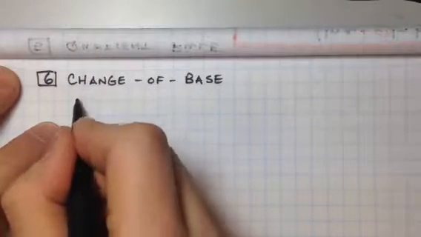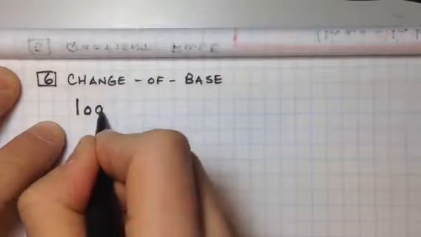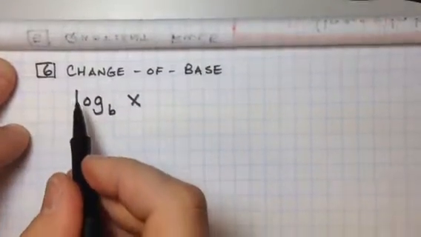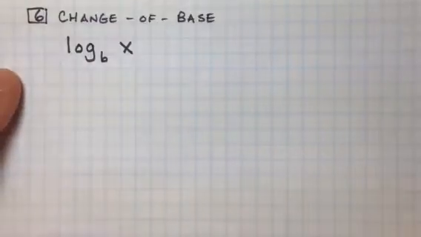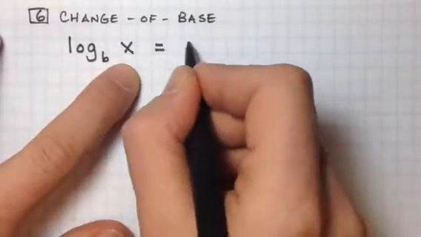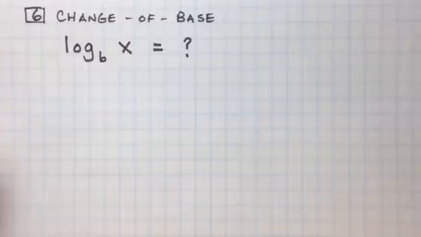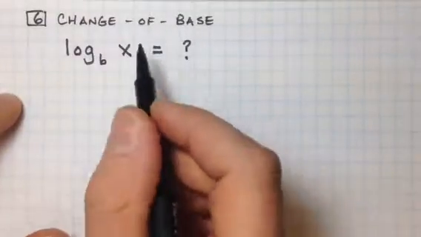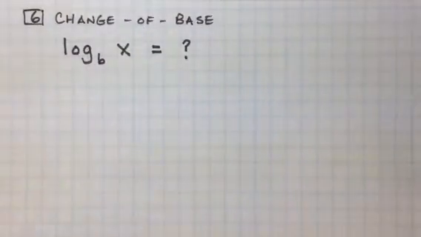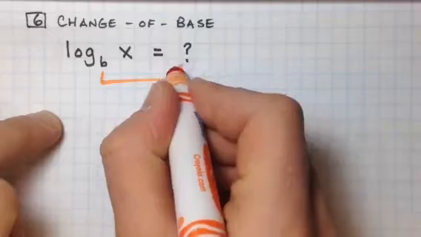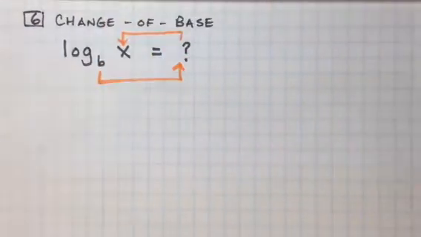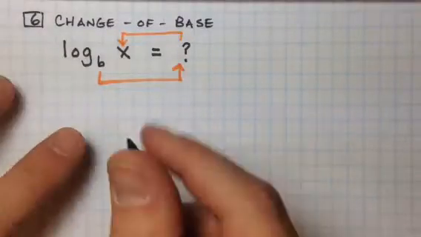So let's start with an unnatural base. I'm going to call that base b. So we've got the log base b of x, and we want to know what else that could be equal to. So I'm going to call it question mark. Well, keep in mind that this is just a fancy way of saying b to the question mark power is equal to x. So let's rewrite it that way.